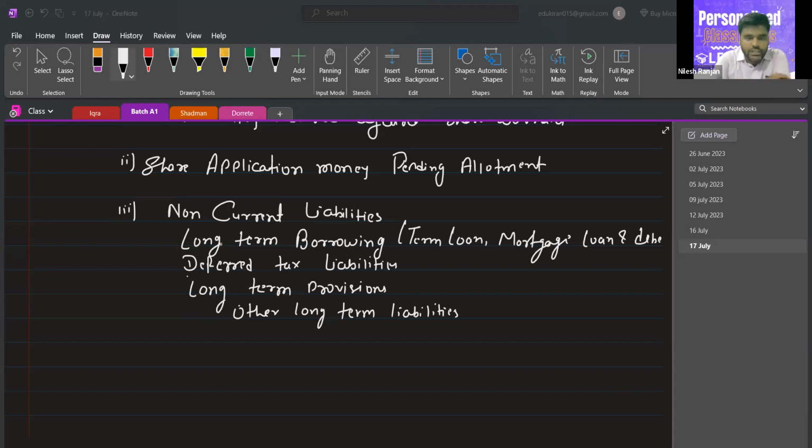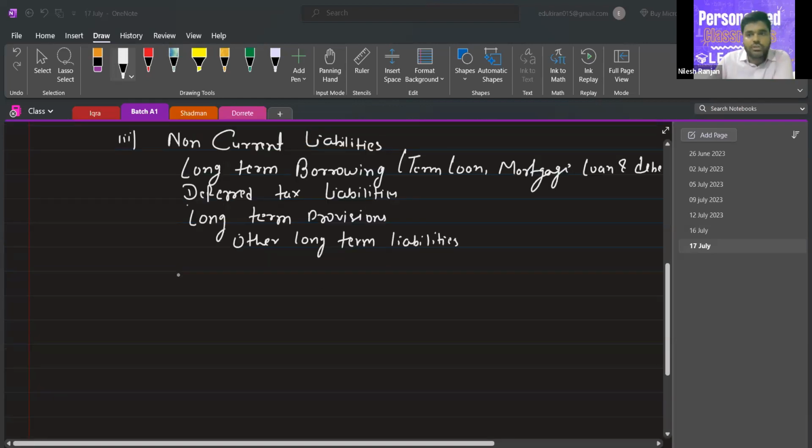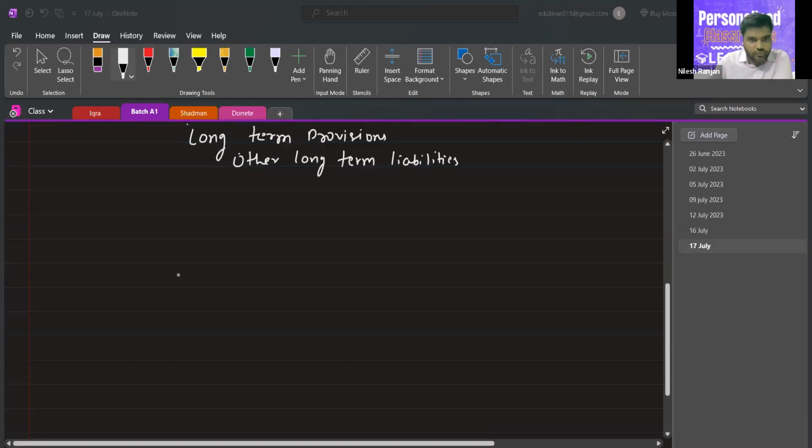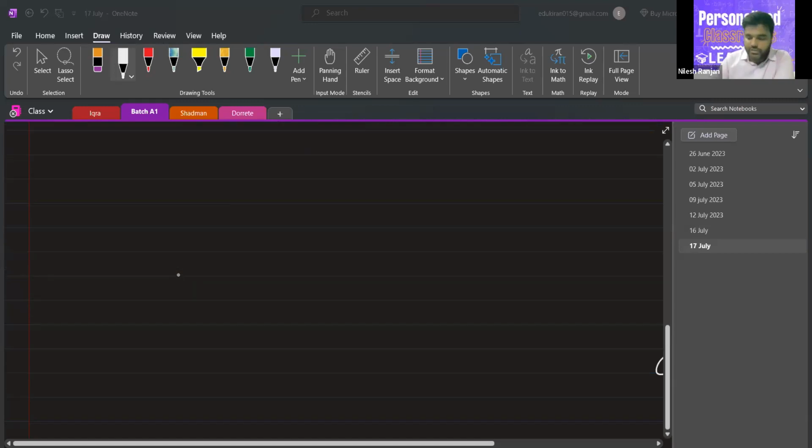So non-current liabilities: long-term borrowing, term loan, mortgage loan, and debentures. Now, what is deferred tax liabilities? Actually, there is a similar item on the asset side also that is called deferred tax assets. So we will understand these two items together. What is deferred tax assets or liabilities?